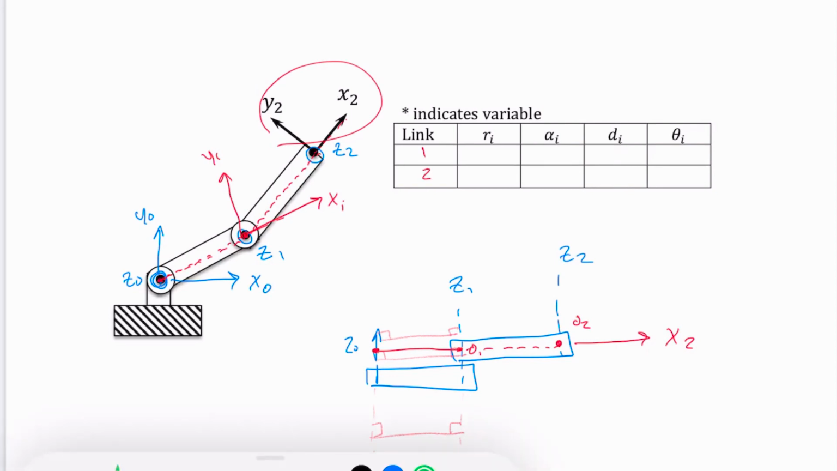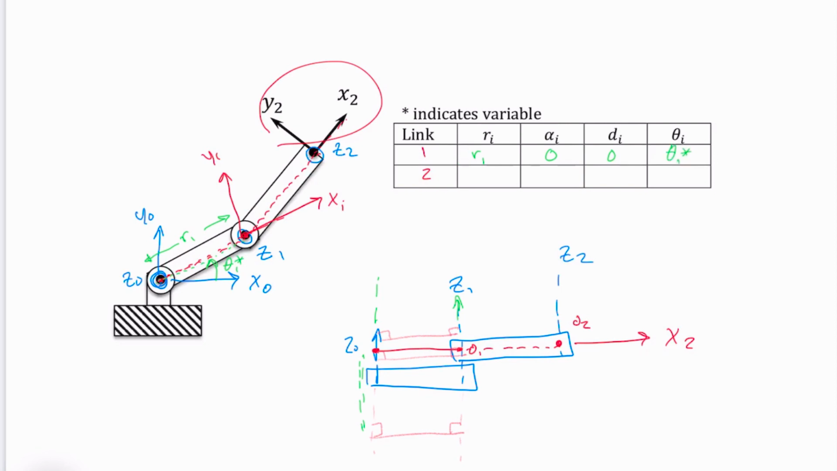My r_i is my distance along my X1 axis from Z0 to Z1. So that's going to be my r1, the distance from here to here. Then my alpha_i is my twist between my 2 Z-axes, but since these 2 axes are parallel, I have no twist. My d is my offset, and so if I had picked a different spot anywhere along here for my origin, then I could have a non-zero d, but I picked everything so that I've got a 0 there, and then my theta is going to be my revolution here. So that's my theta 1 star.